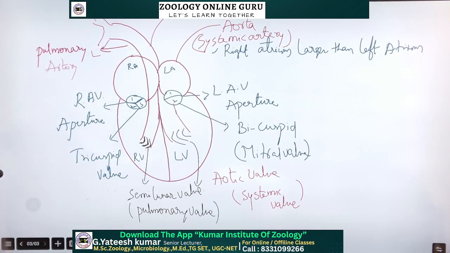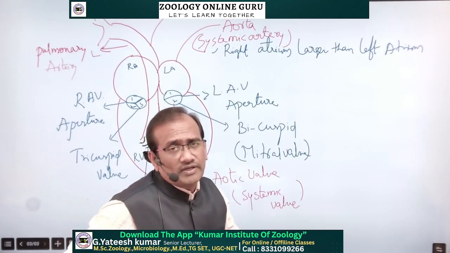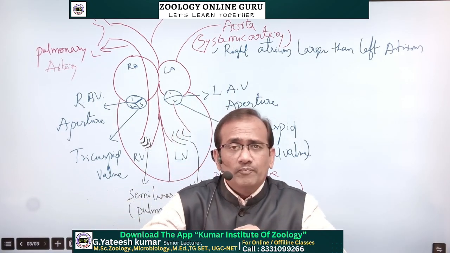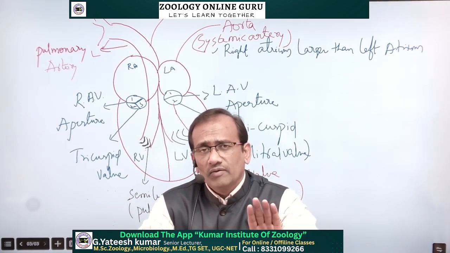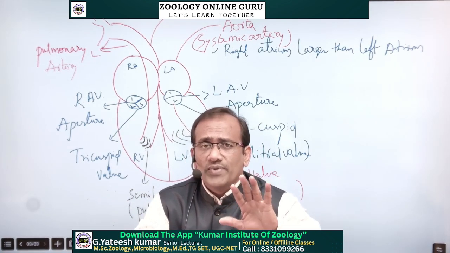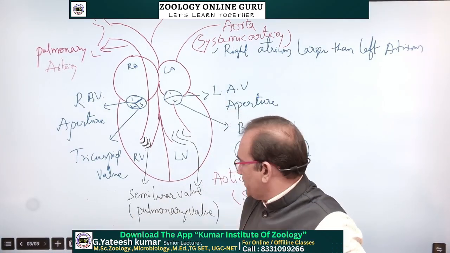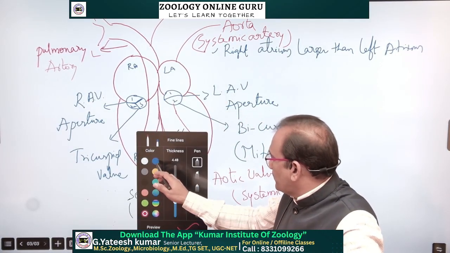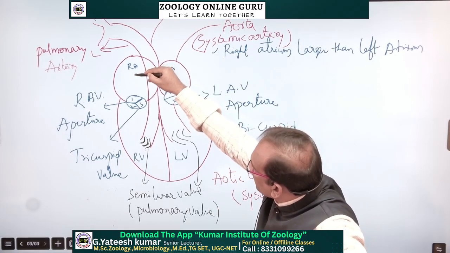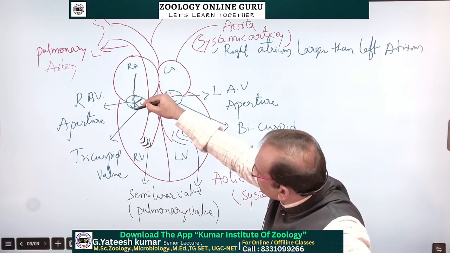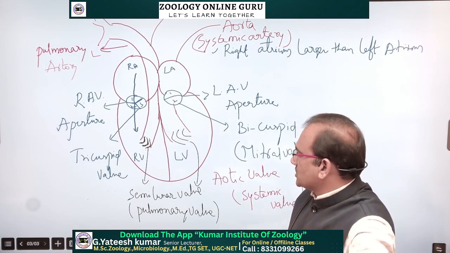What is the work of these valves? These valves prohibit or inhibit the backflow of the blood. So they give the chance for only one way flow, and they avoid the backflow. So the blood from the right atria enters into the right ventricle only, and backflow is not possible.